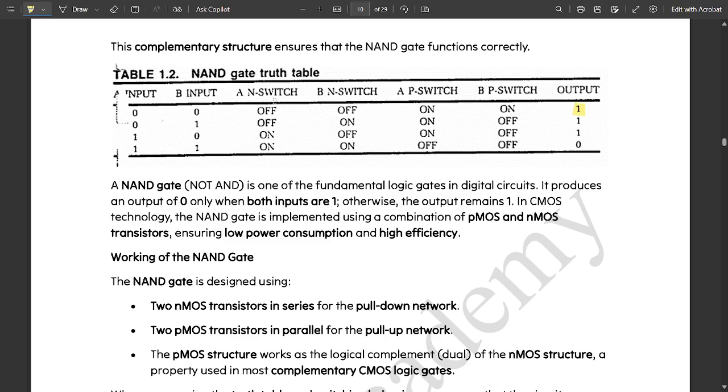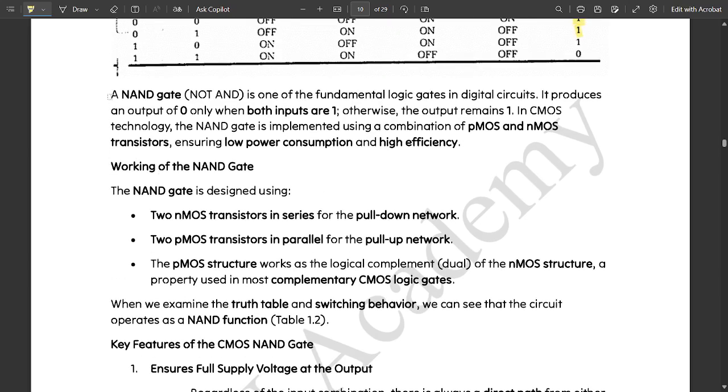When it is 0 1, the N switch for A would be off. I've already told you the N switch, when the input is 0, would be in off state, whereas for the 1 input on B, the N switch would be in on state. Similarly, the opposite for the P switch: when the input is 0, the P switch would be in on state, and when the input is 1, the P switch would be in off state. So the resulting output is 1 according to the NAND gate truth table. Similarly, for the other two logics it is mentioned here.